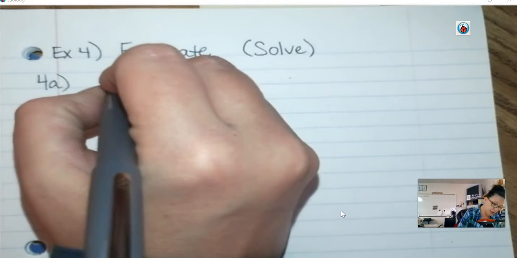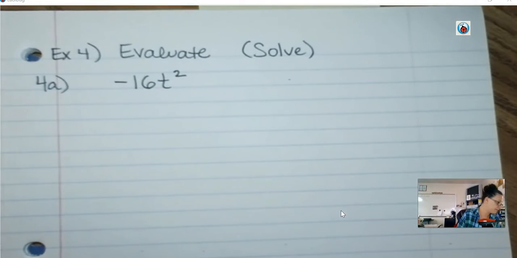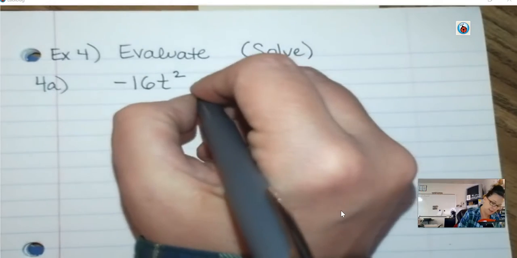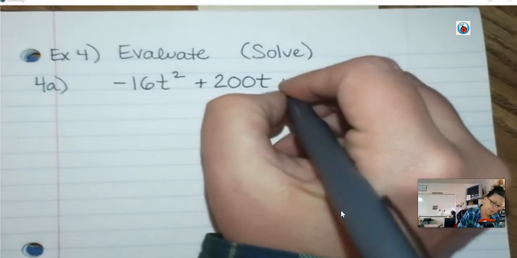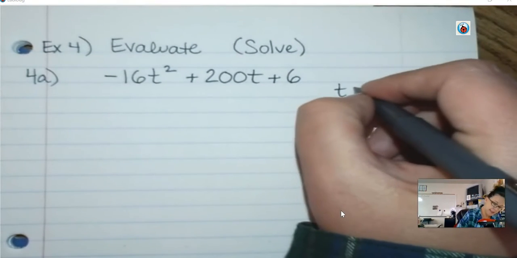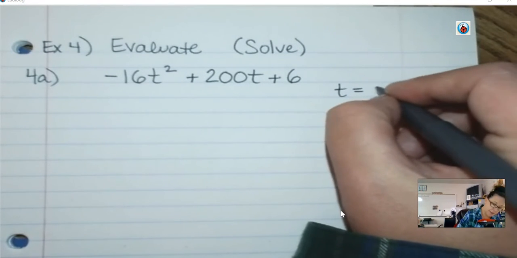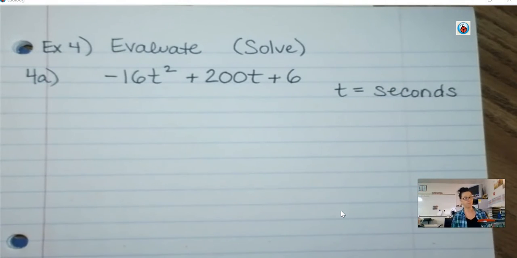So the equation is negative 16t squared plus 200t plus 6. And it tells us that t stands for the time in seconds. Also, make sure your t does not look like a plus sign.